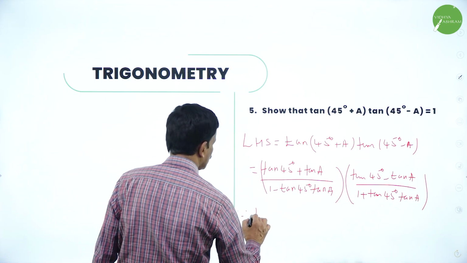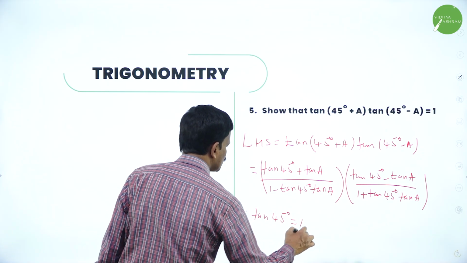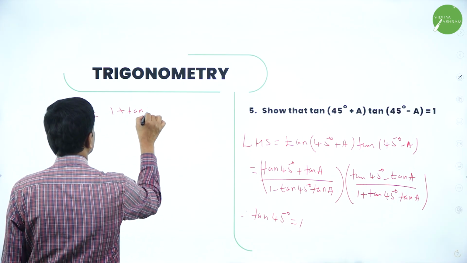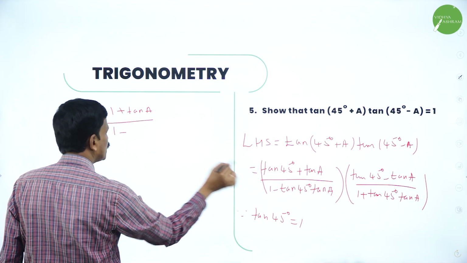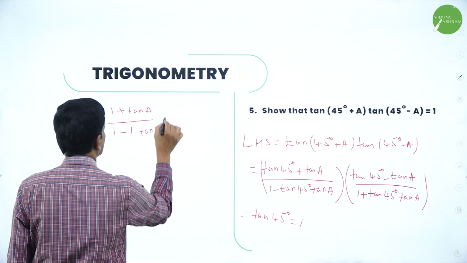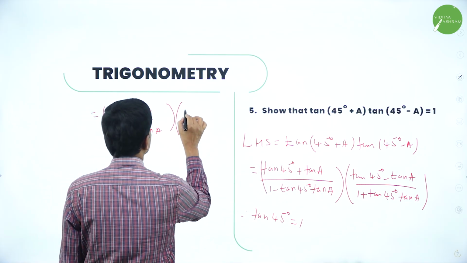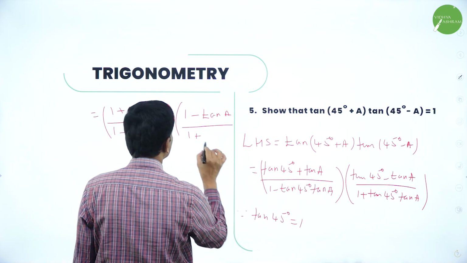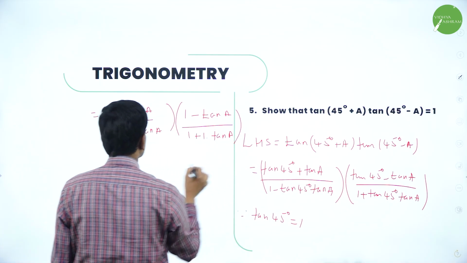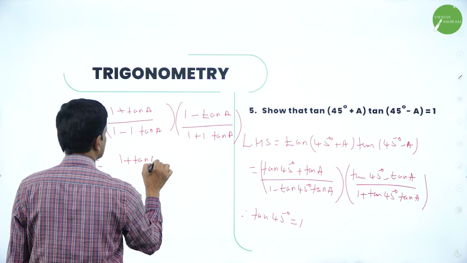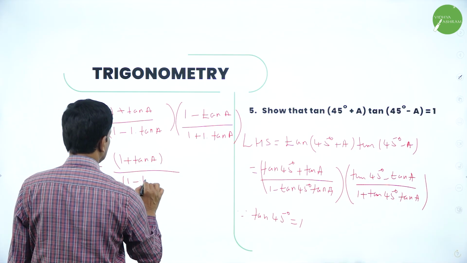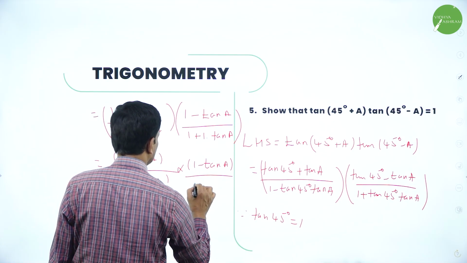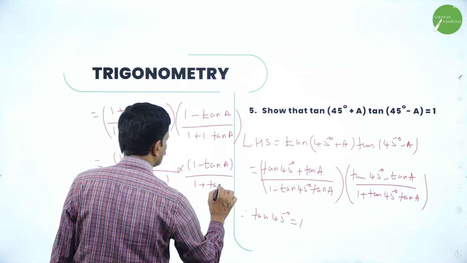What is tan 45? We know tan 45 is equal to 1. Since tan 45 is equal to 1, this can be written as 1 plus tan a divided by 1 minus tan 45, which is 1, into tan a, as it is, into, again tan 45 is 1, minus tan a divided by 1 plus tan 45, which is 1, into tan a. So, this can be written as 1 plus tan a divided by 1 minus tan a, into 1 minus tan a divided by 1 plus tan a.